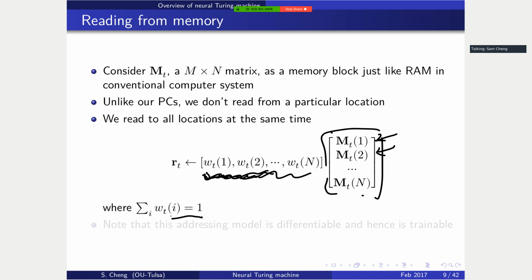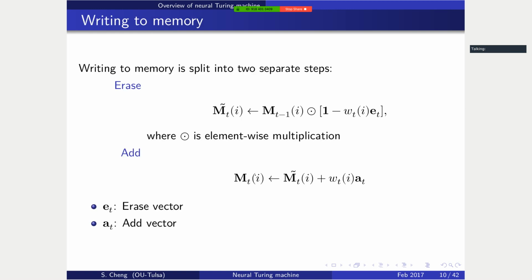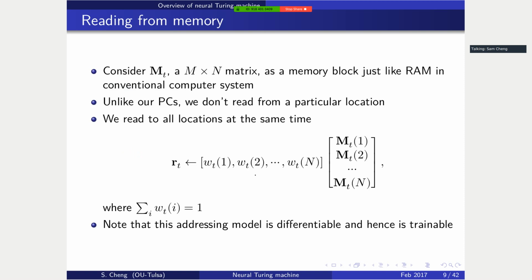Because this addressing mechanism is just a weighted sum, it will therefore be differentiable. So everything is differentiable. You can just generate the network, apply backprop, and then do steepest descent, Adam, RMSprop, whatever. So this is reading from the memory.